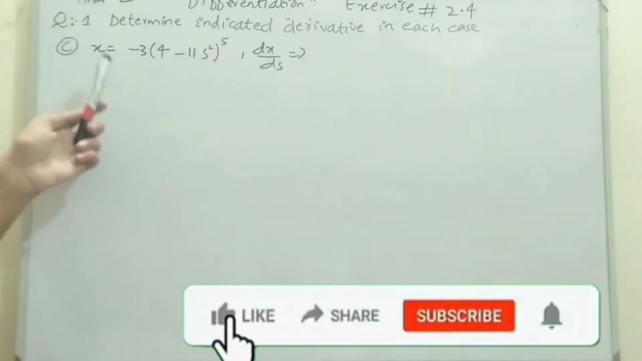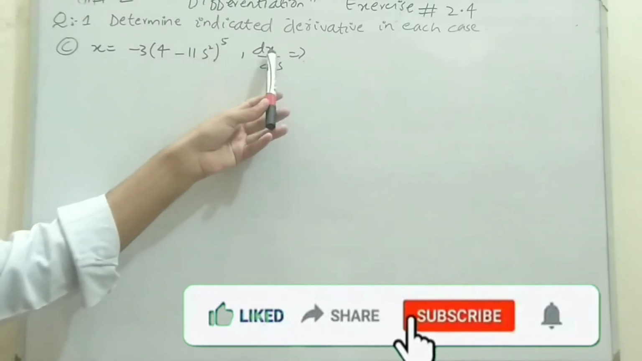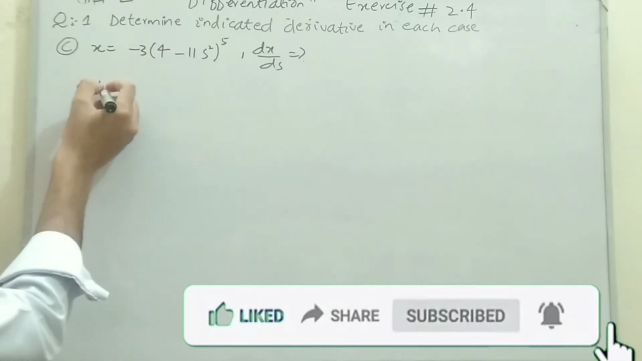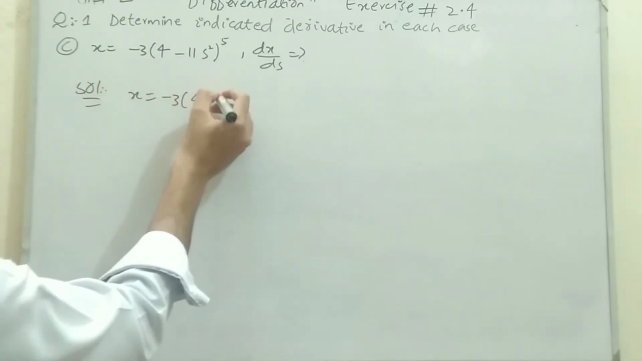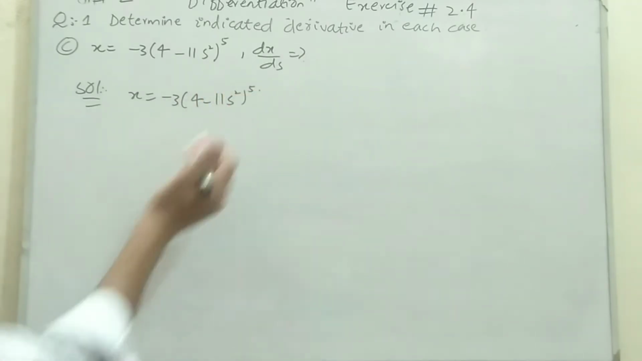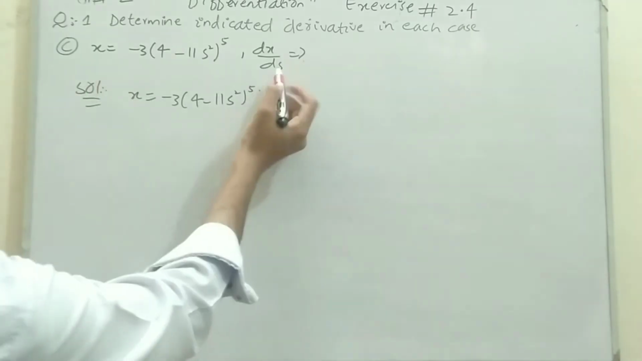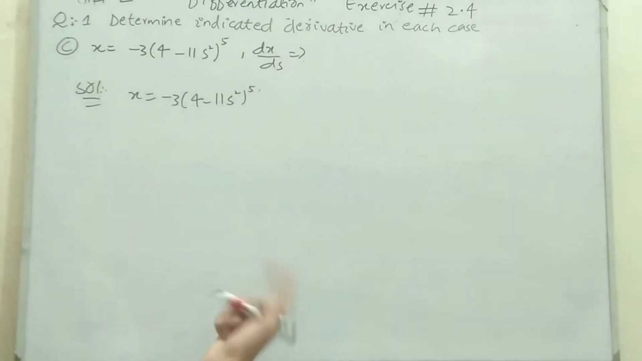A function is given, x is equal to minus 3 multiplied by (4 minus 11 s square) whole raised to power 5. Find the derivative of x with respect to s. So move to the solution. Function x is given which is equal to minus 3 multiplied by (4 minus 11 s square) whole raised to power 5. Here the independent variable is s and the dependent variable is x. So we will differentiate with respect to s because we are going to find dx by ds.